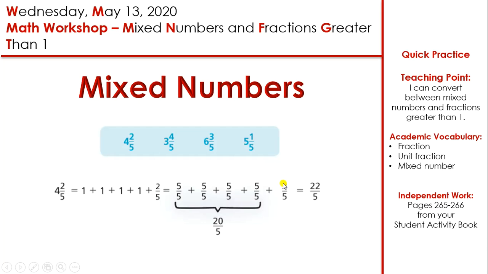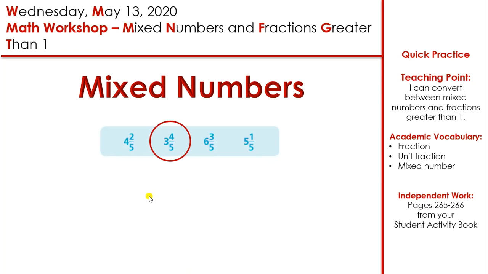Don't forget about this fraction. Now, what we're going to do is add all the numerators. So we have 5 plus 5, that is 10, plus 5, 15, plus 5, 20, plus 2, 22. And then the denominator stays the same because we have a like denominator situation right here. So converting this mixed number into a fraction should go through all these steps, basically 3 steps. So let's try another example.